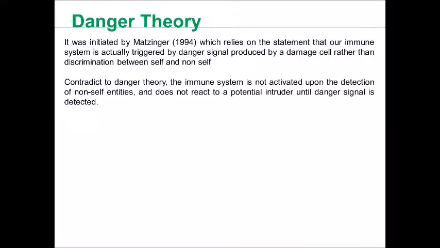This idea was initiated by Matzinger in 1994, on the statement that our immune system is actually triggered by a danger signal produced by a damaged cell, rather than by discriminating between self and non-self. So it contradicts the conventional view. The immune system is not activated upon detection of non-self entities, and does not react to a potential intruder until the danger signal is detected. So the key point under the danger theory paradigm is the danger signal produced by a sick cell.